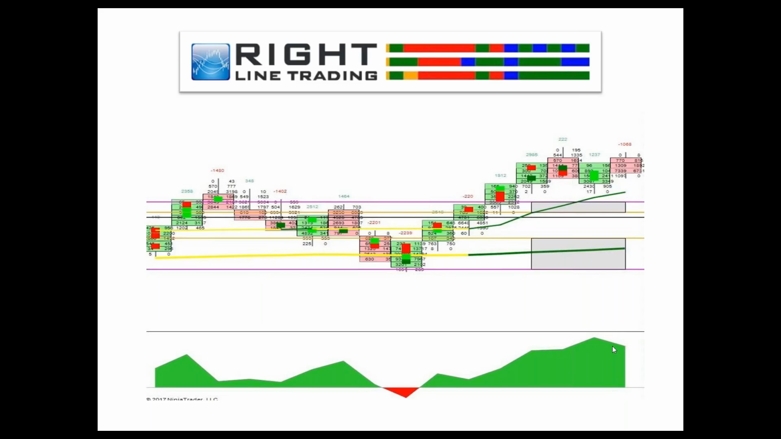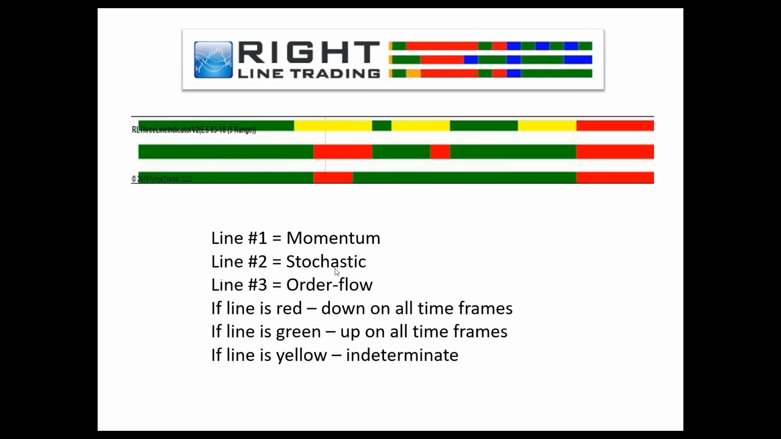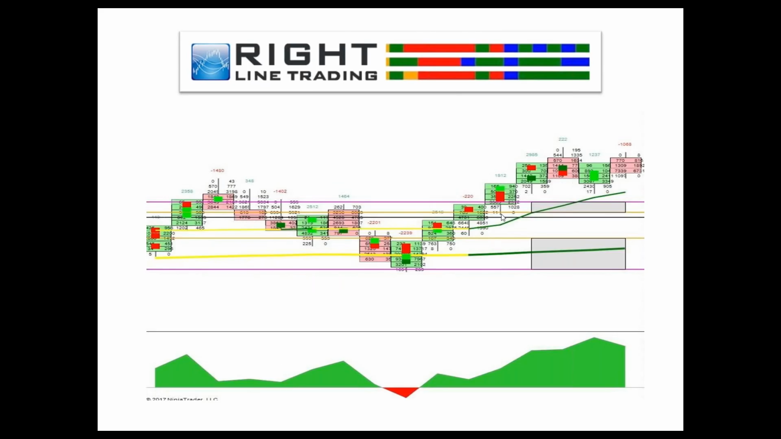So what we do is we look at the two higher time frames. So let's say we're looking here at a 3-minute chart. This is going to be assessing the delta of each individual candle of the 9-minute and the 27-minute.